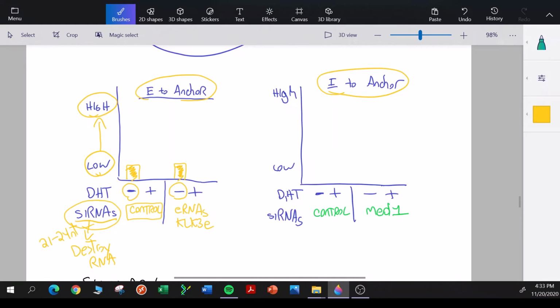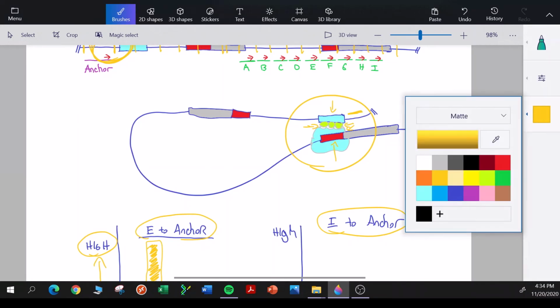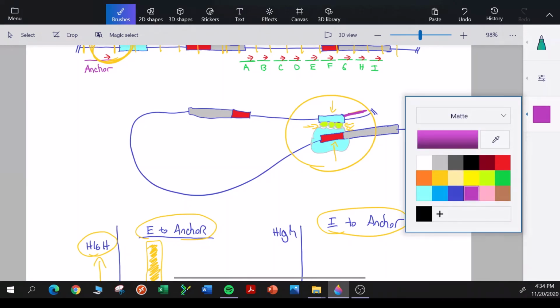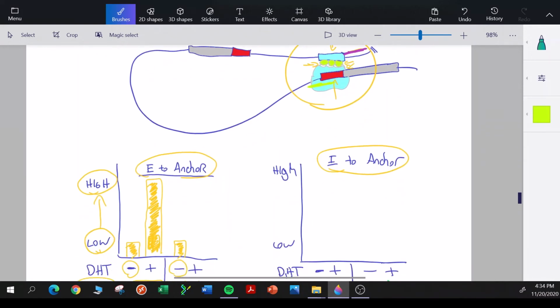So the control siRNAs don't match anything. And what they found was that when they treat cells with DHT and they add siRNAs that don't silence or don't destroy any RNAs in the cell, the levels of the E to anchor segment are high, just like they saw before. That makes sense. Why does that make sense? Because this is happening right here. And say this is the anchor fragment right here, and let's say this is segment E down here.